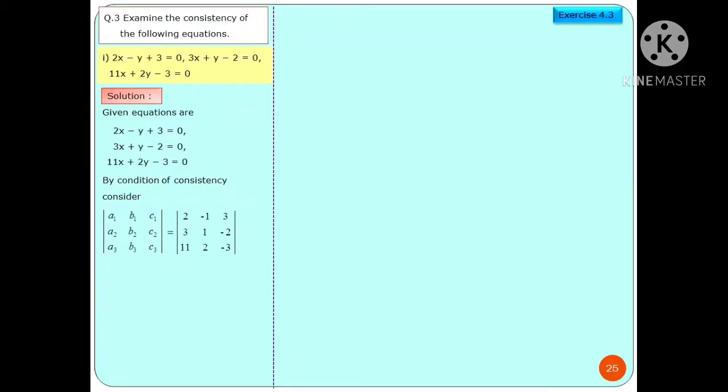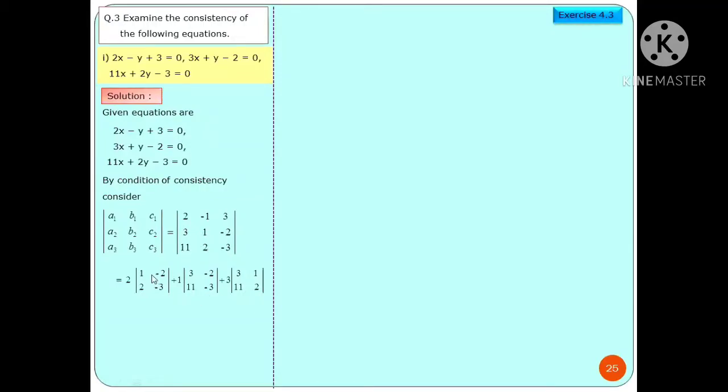Solving the determinant along the first row. Elements of the first row are 2, minus 1, 3. We take alternating signs, plus minus plus, so this minus minus will change to a plus. With corresponding subdeterminants: for the first element 2, eliminate that row and column, remaining entries 1, minus 2, 2, minus 3. Minus minus plus: eliminate that column and row, remaining elements 3, minus 2, 11, minus 3 in the next determinant, and plus 3 times the last, with row and column eliminated, remaining 3, 1, 11, 2.